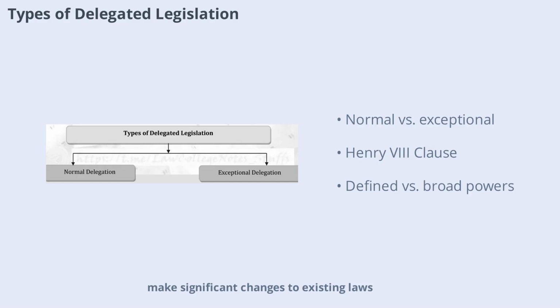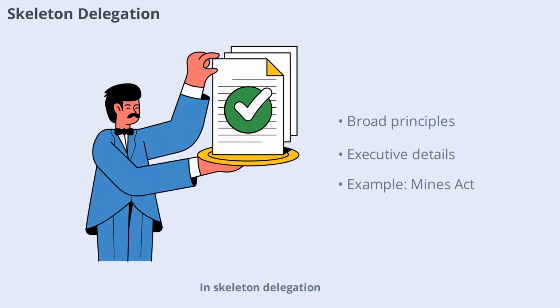Skeleton delegation: the legislature outlines broad principles and leaves the executive to fill in the details through rules and regulations. This approach allows for flexibility and adaptability, as the executive can respond to changing circumstances without waiting for new legislation. The Mines and Minerals Regulation and Development Act 1948 is a classic example of skeleton delegation.